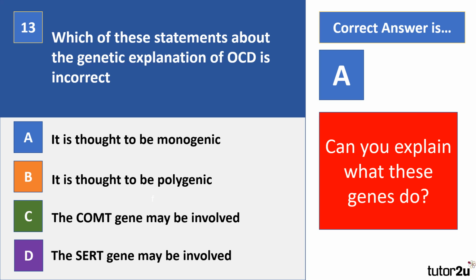Now, the COMT gene basically regulates the neurotransmitter dopamine. Now, although these genes come in many different forms, one variation of this gene results in higher levels of dopamine, and what we see is this variation of the gene in sufferers of OCD compared to those without OCD.